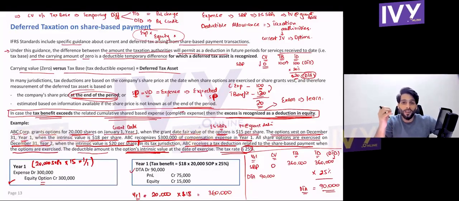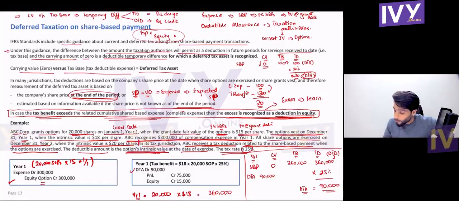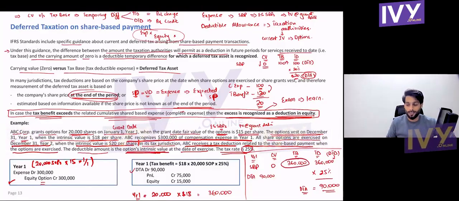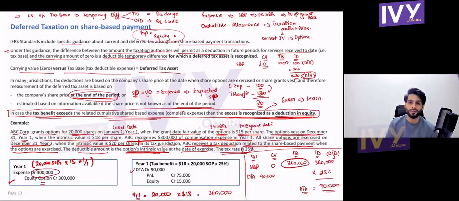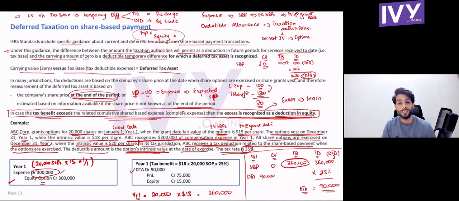Didn't you just see that the amount of tax benefit exceeds the amount of cumulative expense? In the share-based payment account, we have recognized an expense of 300,000. However, the tax benefit, the deductible allowance that we are being offered, is 360,000, 60,000 more than our expense.